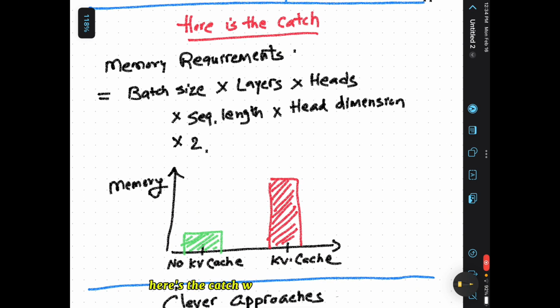Here is the catch. We are storing for every layer, for every attention head, for every token, 2 tensors, one for key, one for value. So the memory grows linearly with batch size, layers, number of heads, sequence length, and the dimension of a head, multiplied by 2. For a very large model, KV cache alone can consume tens of gigabytes. So speed is cheap, memory is not. The real bottleneck shifts from compute toward memory bandwidth.